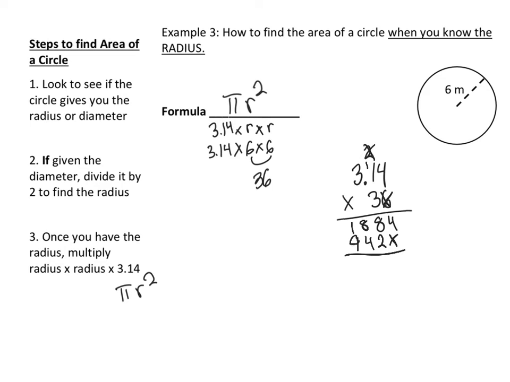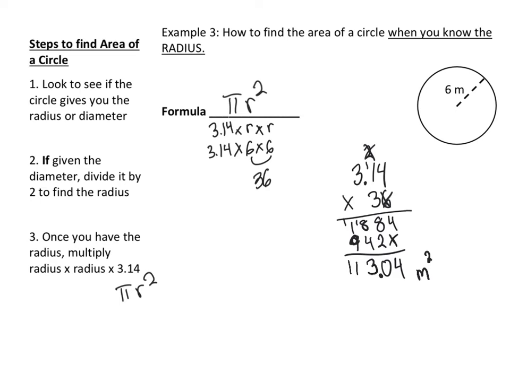So now we need to add up. 4 plus x is just 4. 8 and 2 is 10, carry the 1. 8 plus 4 is 12, plus 1 is 13. 9 and 1 is 10, plus another 1 is 11. Now we have 2 decimals up top, so we move it 2 decimals to the left to get 113.04 meters. And since it's finding area, area always has to be squared.